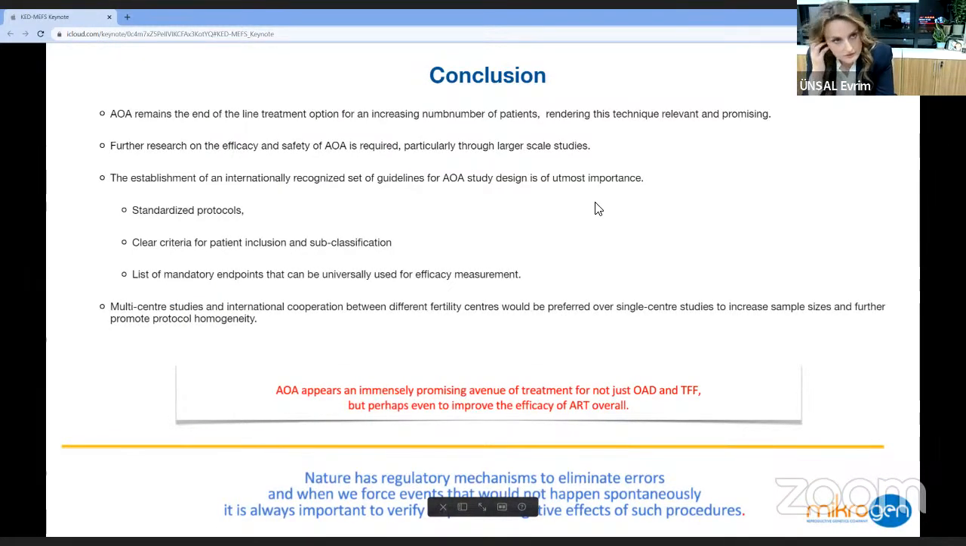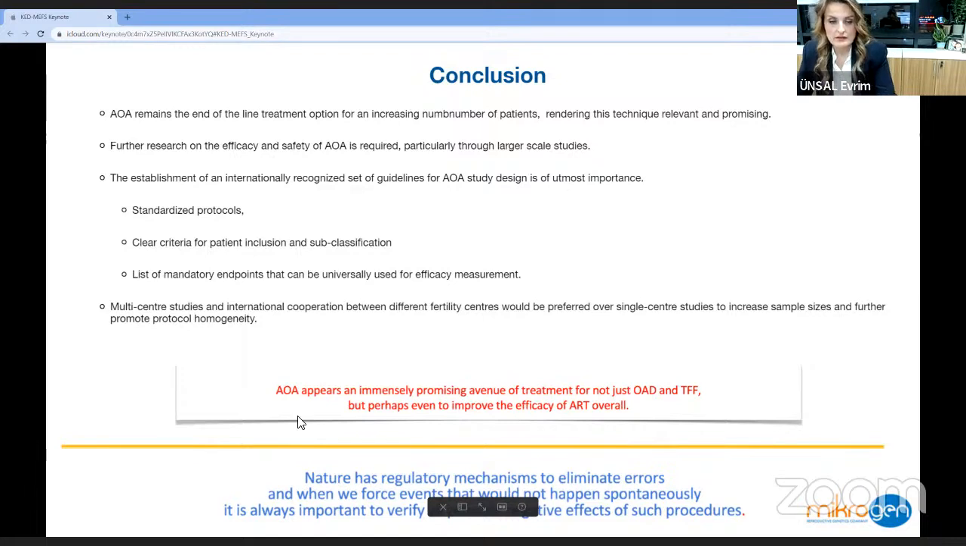As a conclusion, assisted oocyte activation remains the end-of-the-line treatment option. Further research on the efficacy and safety is required, and establishment of an internationally recognized set of guidelines is mandatory. Standardized protocols, clear criteria for patient inclusion and subclassification, a list of mandatory endpoints that can be universally used, and multi-center studies and international cooperation between different fertility centers would be preferred.